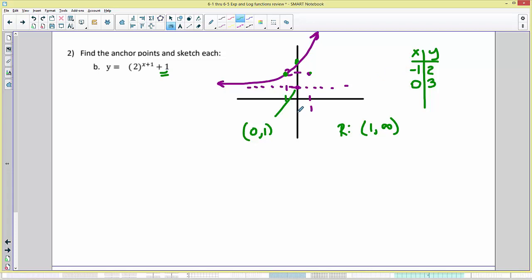Y-intercept, of course, is one of the anchor points if they ask you that. And that's about it, right? This is no longer valid anymore because we transformed it.